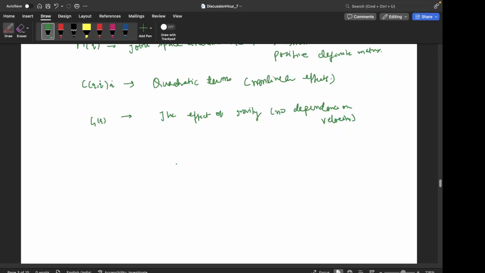Okay, now the kinetic energy of the system can be represented as half q dot transpose M(q) q dot. This is the kinetic energy of the system.